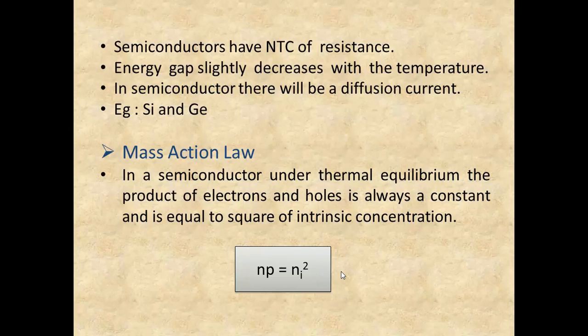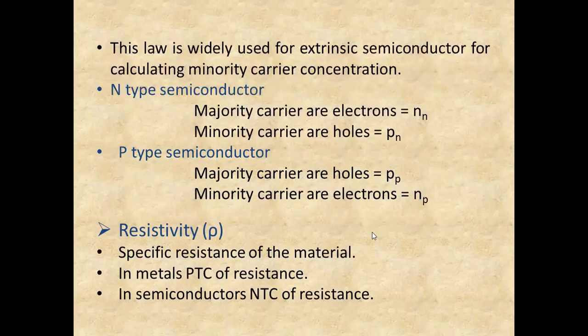Now one thing you have to remember is this law is applicable only at constant temperature. When you have a constant temperature, the mass action law is applicable. The next point is this law is widely used for extrinsic semiconductors for calculating minority carrier concentration. When you have to calculate the minority carrier concentration, you can use this law and formula.